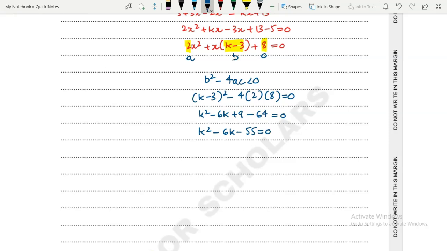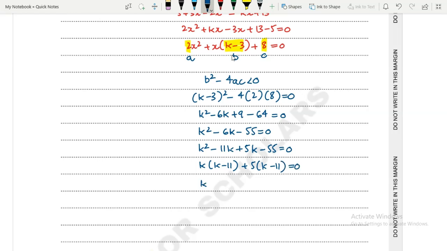So now we have to find the factors such that they add up to minus 6 and give the product of minus 55. So we can think of 11 and 5, or you can simply say k squared minus 11k plus 5k. If you multiply 11 and 5, it gives you 55, and if you add and subtract them, it becomes minus 6k, and this will be minus 55 equals 0. So we have found these factors. Now take the common, so this will become k into k minus 11, and this will be plus 5 into k minus 11 equals 0.